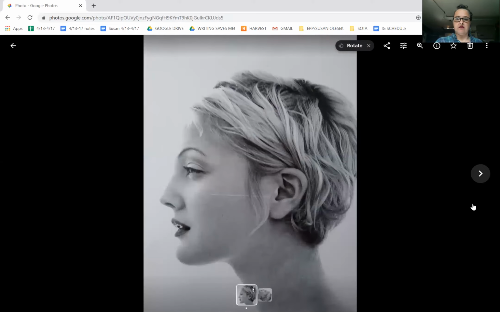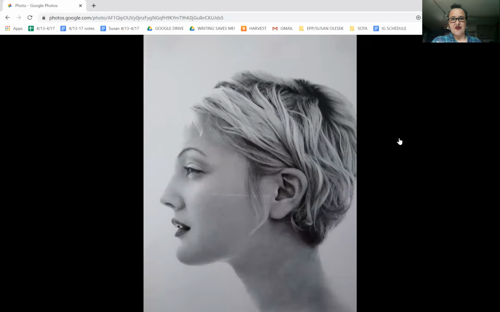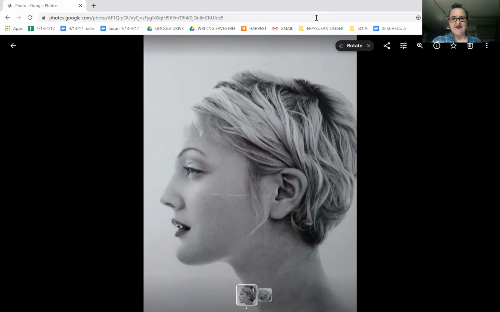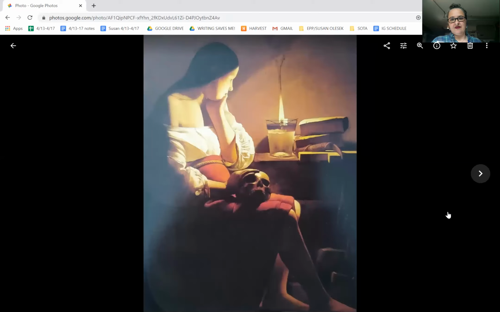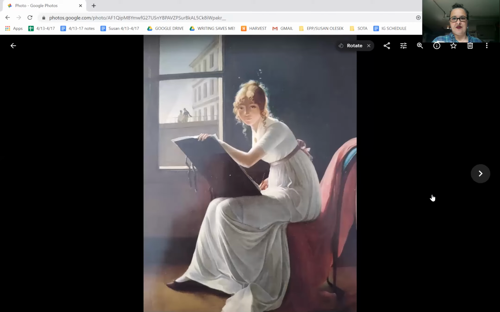Oh, and here's the last one. Okay. Do we have any more? Oh, this one. Another contemplative pose. I didn't expect that Drew Barrymore one. I thought I'd left it out. And I think we have one more. This one.